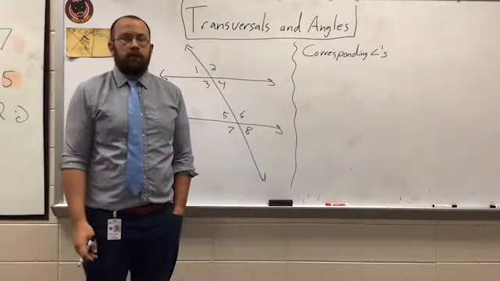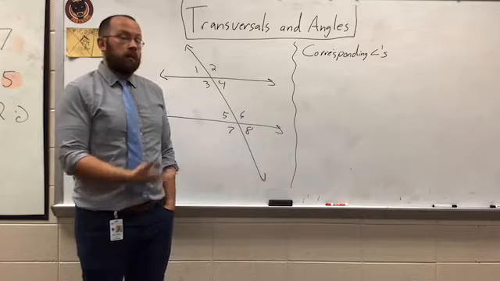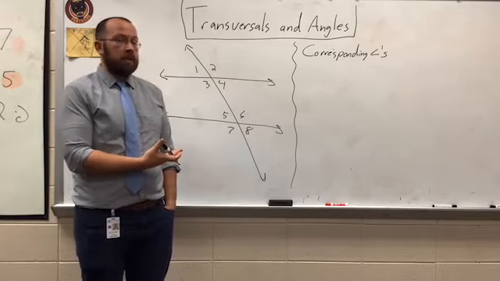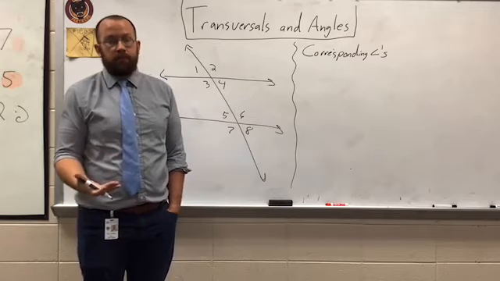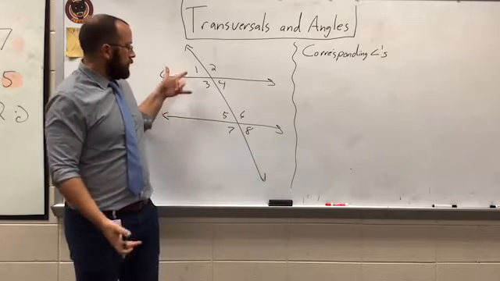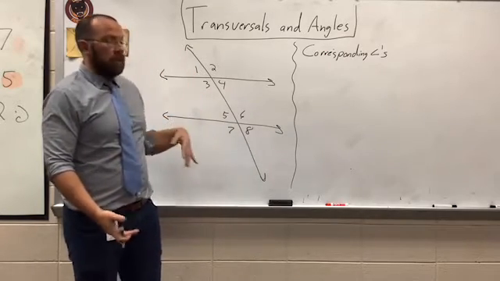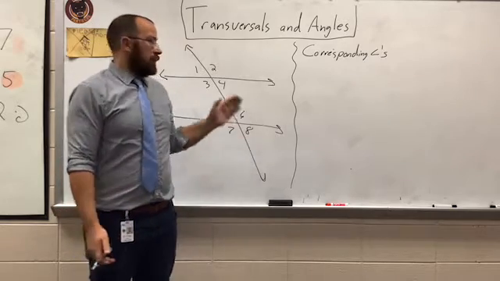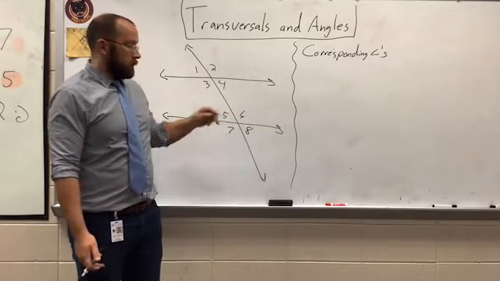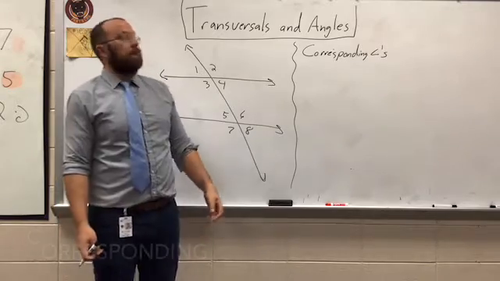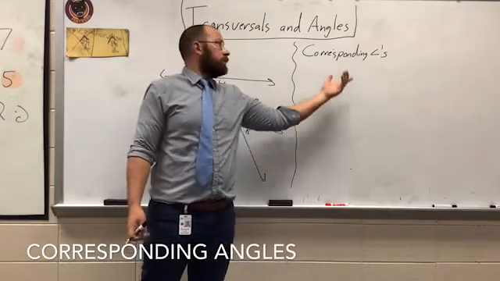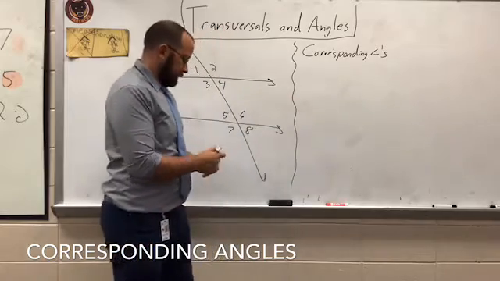Alright, now what I've drawn up here is what is called two parallel lines cut by a transversal. Alright, this is your transversal, these are your two parallel lines. It'll always tell you this. As long as these two lines are parallel and it's cut by a transversal, there's a lot you can tell about these angles. So the first type of angle I'm going to talk about is the corresponding angles.